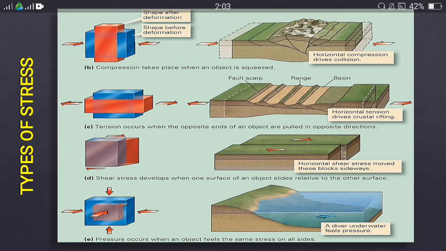And these are examples of illustrations of types of stress. So we have compression stress. It takes place when an object is squeezed, which is most common in convergent plate boundaries. Then we have tension stress, which occurs when the opposite ends of an object are pulled in opposite directions. That is tension, which is most common in divergent plate boundaries. And we have shear stress, which develops when one surface of an object slides relative to another surface, which is in the form of transform plate boundaries.